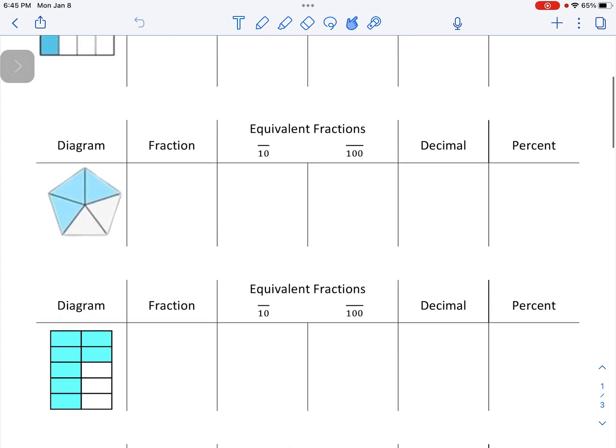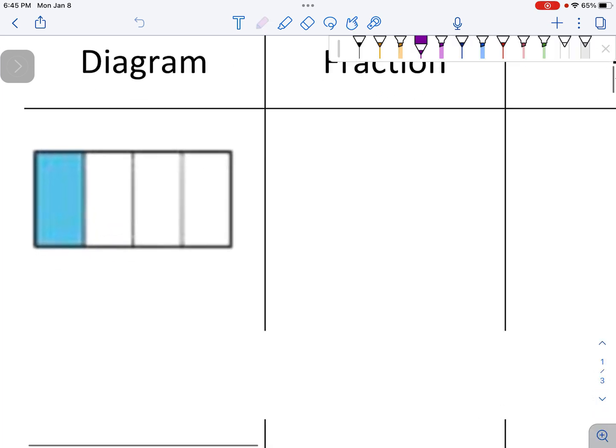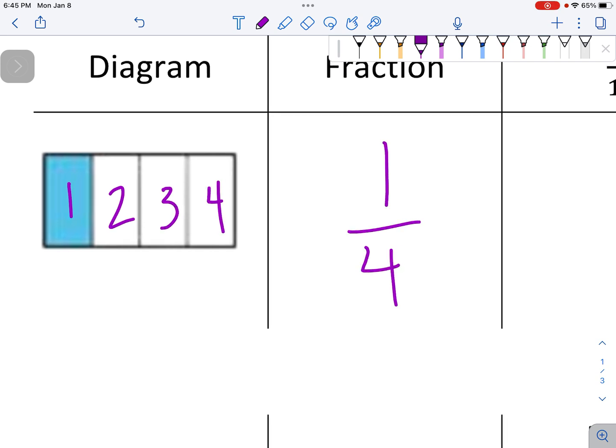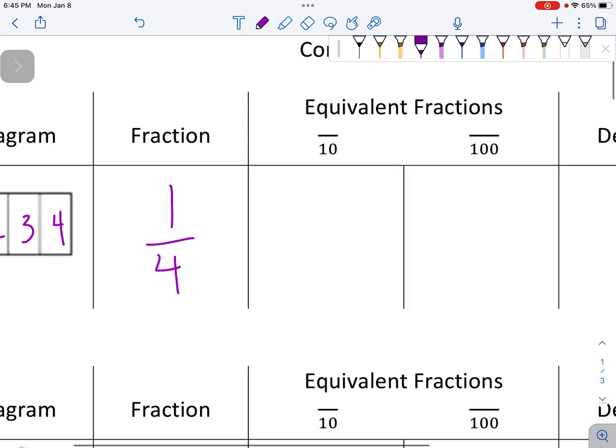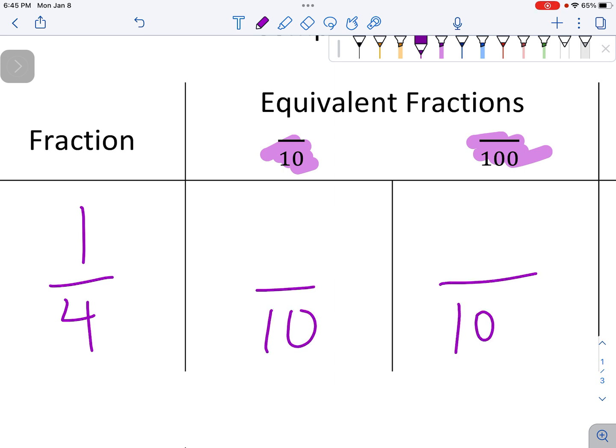All right, let's look at the first one. Here's the diagram. It looks like 1 is colored out of 2, 3, 4. That means that's the fraction 1/4. Now we need to write equivalent fractions. You'll notice that it says over 10 and over 100, so we'll write that over 10 and over 100.